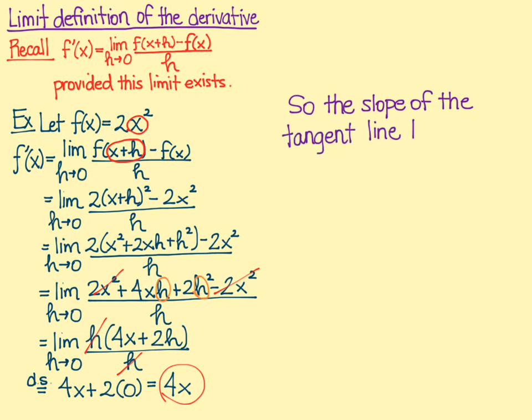Remember, the derivative tells us the slope of the tangent line to the function at any point x, and so 4x is going to tell us what the slope of the tangent line is at any value x. Let's try another example. Let f of x equal 1 over x. Once again, I'm going to find the derivative using the limit definition.